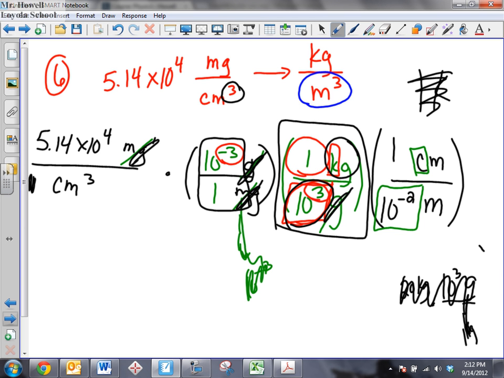Next, one more step to go here. I have centimeters cubed, right? But I only have centimeters here. I want to get the meters cubed, but I only have meters here. So what do I need to do to this whole entire conversion factor?